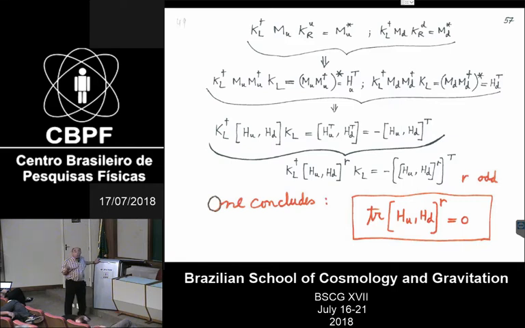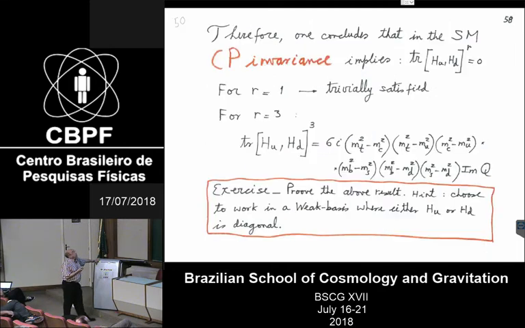If I put r equal to 1, it's trivial, because the trace of a commutator is obviously 0. For r equal to 3, I already get an immediate non-trivial constraint. A constraint on what? On the mass matrices or Yukawa couplings. Instead of HU, as I mentioned, I could have put here YU YU dagger, YD YD dagger. Therefore, I can examine the properties of the standard model before symmetry breaking. So that's why I say that in the standard model, CP is violated at the Lagrangian level.